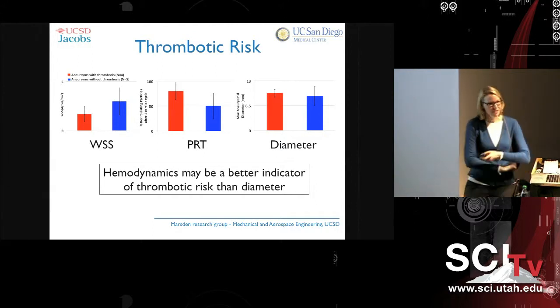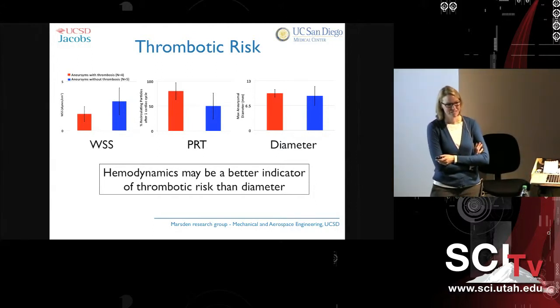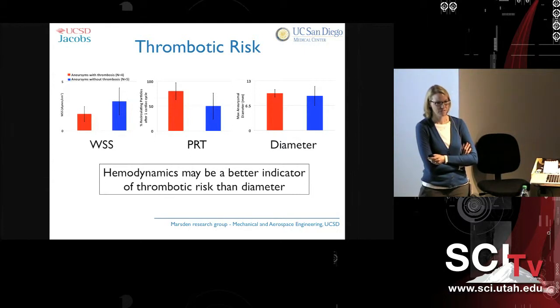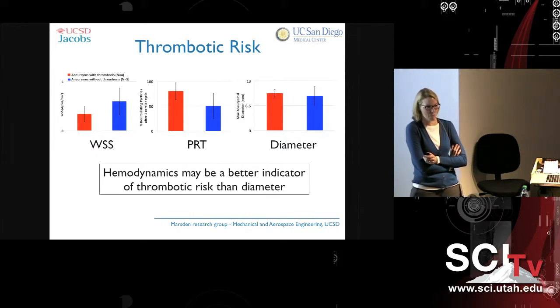So, sorry. Yeah, go ahead. What you said, so why do you think it's not feasible? Is it just computation time, or is it user time, or segmentation? Why can't you do that for every patient?